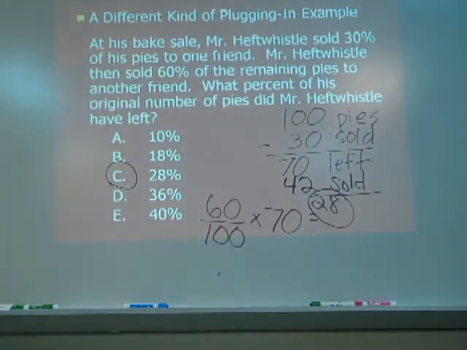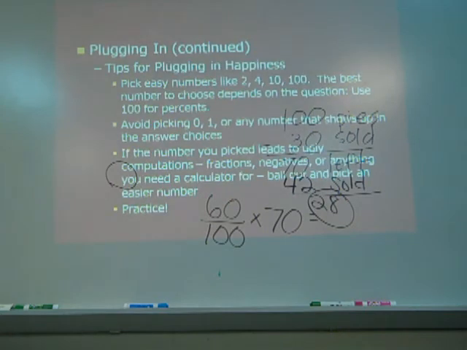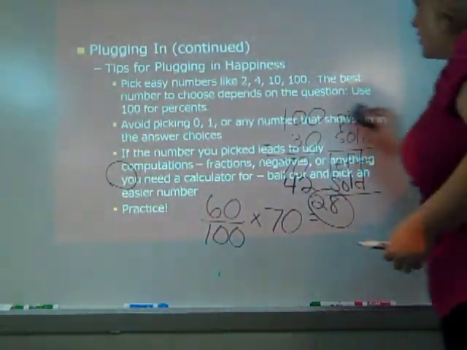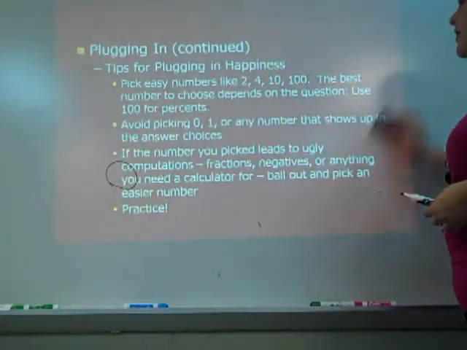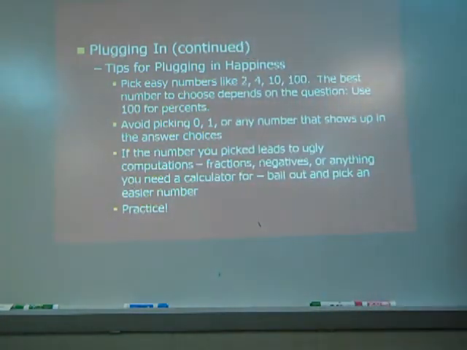Okay, so I think it's time for some tips for plugging in happiness, and then we do a quick quiz. You want to pick easy numbers like 2, 4, 10, 100. The best number to choose depends on the question. 100 is really good for percents.